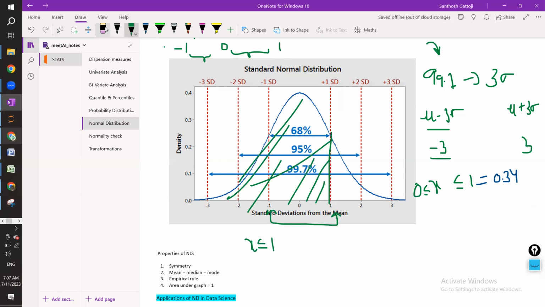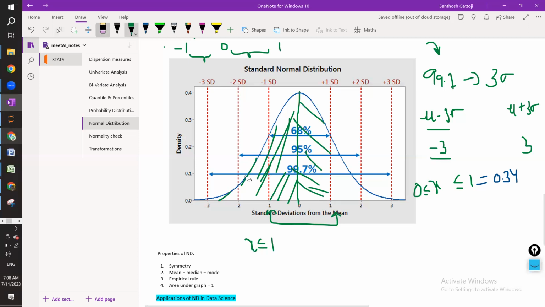Agree? After that, when you say x is less than or equal to 0, we are just doing CDF. If you say x equal to 0, then you will get this one. Agree? When you subtract these two, you will be left with this one. Is it clear?